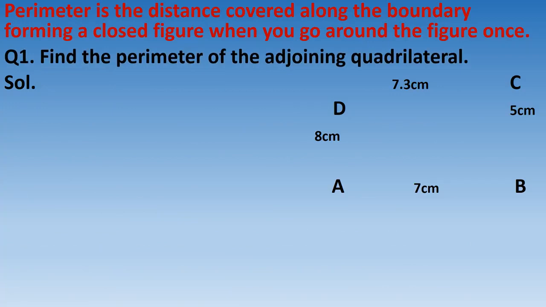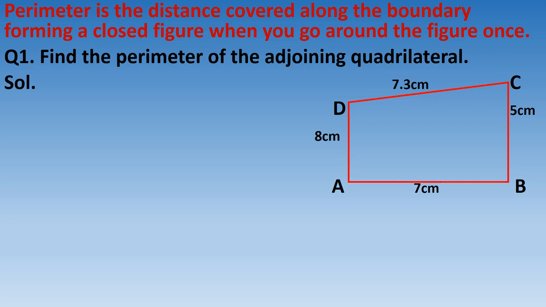See question number 1. Find the perimeter of the adjoining quadrilateral. Here is one quadrilateral ABCD whose all the four sides measurement is given to you.